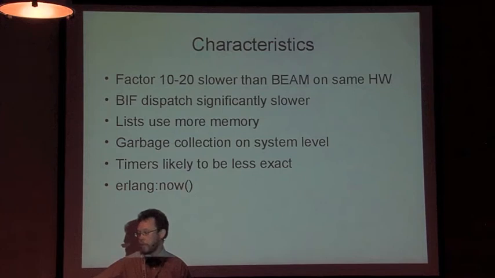Lists use more memory. I don't recall the exact figures at the moment. Maybe Joe, you remember our discussion. It uses more bytes than the emulator. It's 4 times more bytes than the emulator. Garbage collection is on system level, which is bad news. In BEAM, it's more finely granular. I think it's on process level, which makes it a lot faster for a single process.